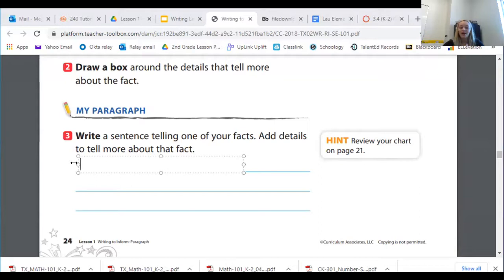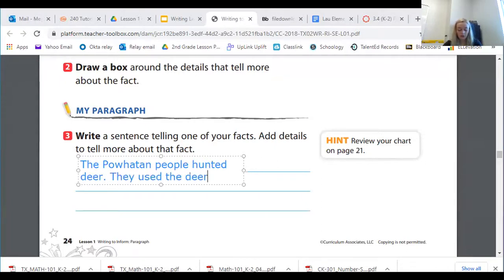So welcome back. You should have written your sentence about one of your facts right here in number 3. The sentence I decided to write was, the Powhatan people hunted deer. They used the deer skins to make clothing and shoes. So first I told my fact by saying the Powhatan people hunted deer, and then I added a detail to tell us more about that, because I said they used the deer skins to make clothing and shoes. Okay, because we remember that in the middle of our paragraph, we need facts and definitions that tell more about the topic.